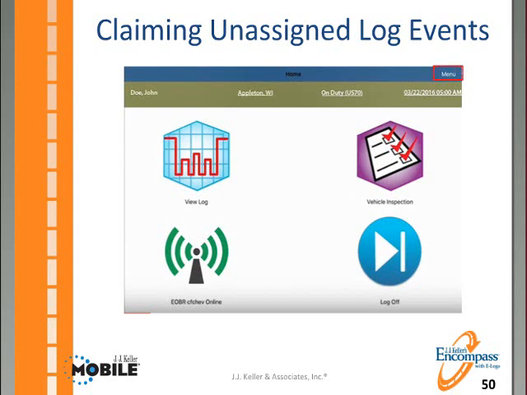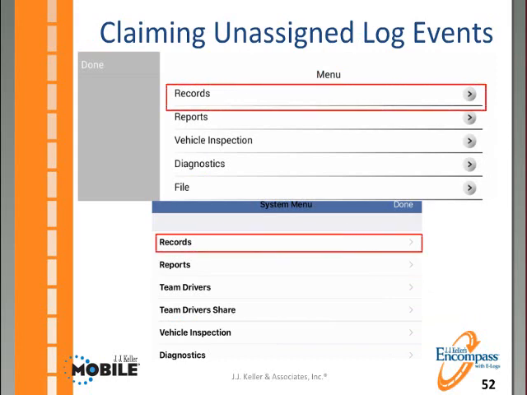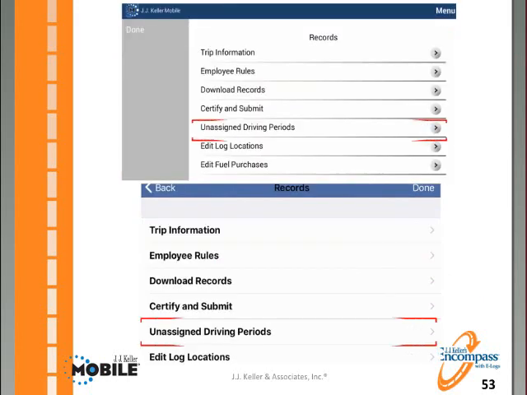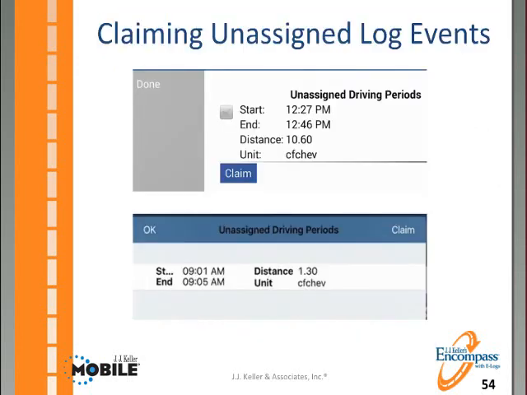Now, your driver is going to do this by clicking on Menu, selecting System Menu, and clicking Records. And they're going to choose Unassigned Driving Periods. And here we can see unassigned driving periods with details of when they occurred. Now, the driver can select the checkbox to the left and hit Claim if they happened during his shift. Now, if there are no events listed and there were no unassigned driving periods, the driver can just click on Done.